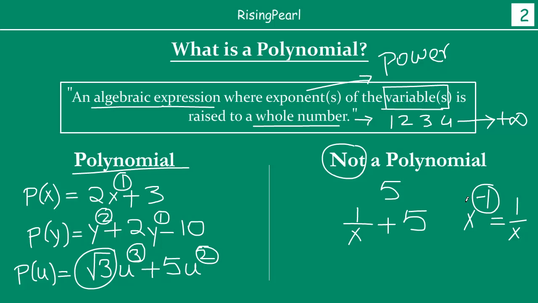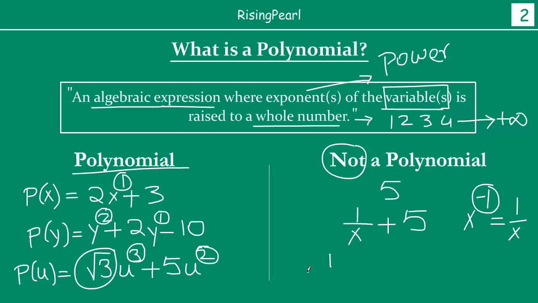Minus 1, now is this a whole number? No, the whole numbers start from 0 and go 1, 2, 3, 4 to plus infinity. Minus 1 is not a whole number. So we have an expression where the variable is not raised to a whole number. So this is again an example of not a polynomial.